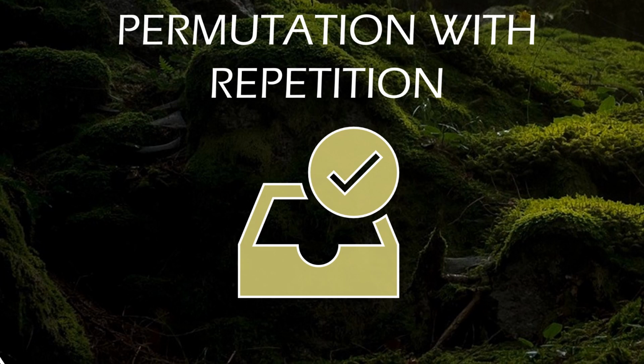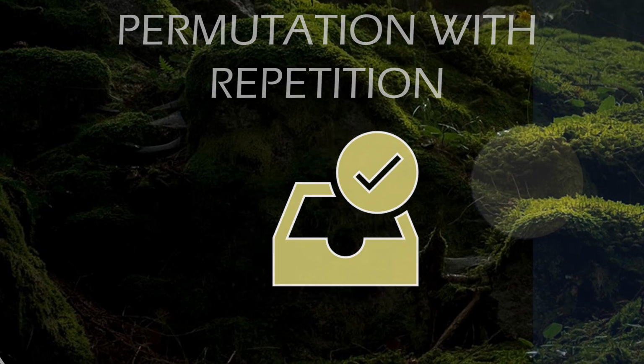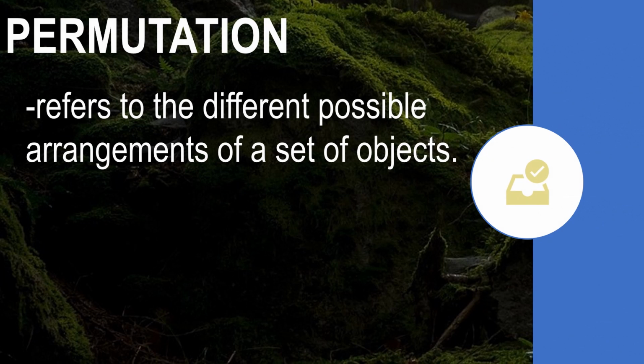Meron tayong dalawang uri ng permutation. We have permutation with repetition and the other one is without repetition. Ano ba ang pinagkaiba ng dalawa? Bago ang lahat, i-define muna natin ang permutations. Kapag sinabi natin permutation, it refers to different possible arrangements of set of objects. So, ibig sabihin, sa permutation, bawat set ng objects, isa ang count natin sa ganon.